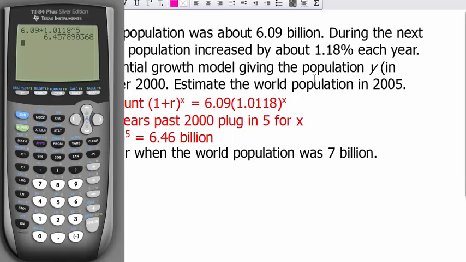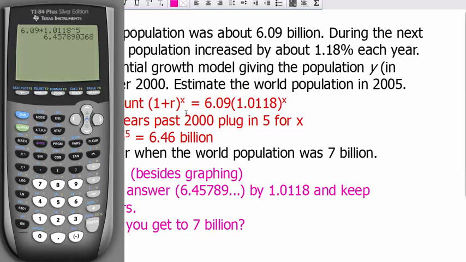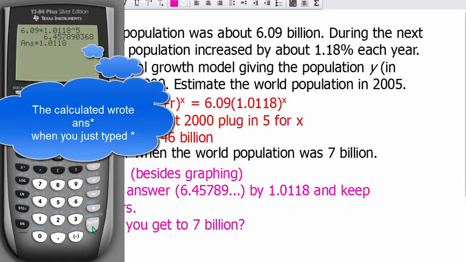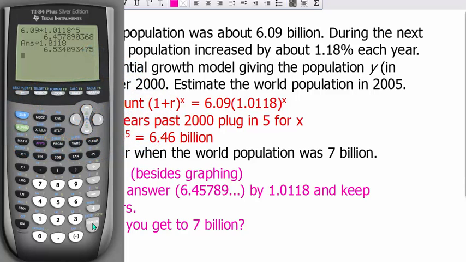There's a couple different methods, and what I'm going to do is take this answer that I already have, and multiply it by another 1.0118. So we're going to plug that in, 1 times 1.0118, 2006. Now there's a nice little trick that a lot of calculators do. This is 2006. Hit enter again.